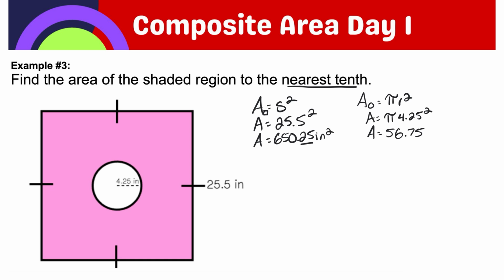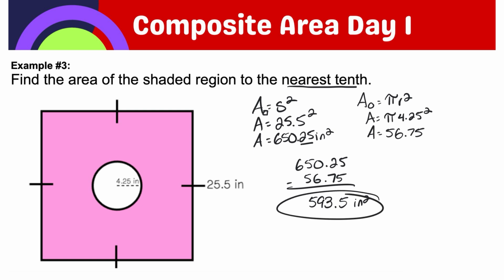So 650. Oh, wait, no, not add those two together. Silly math teacher. We're going to subtract them, because remember, it is a cutout. So we take these two numbers, line them up, and subtract. And when we do that, we end up getting 593.5 inches squared as our final answer.